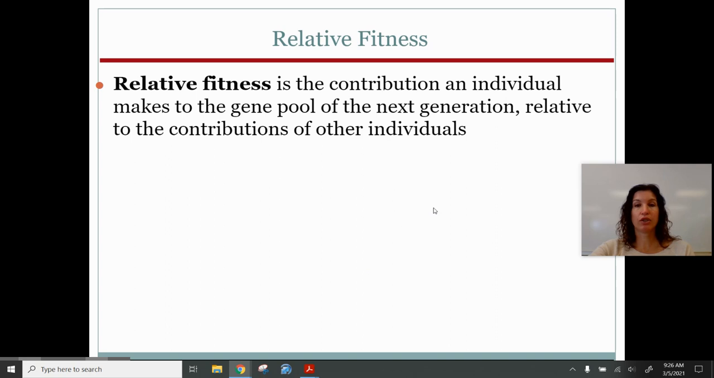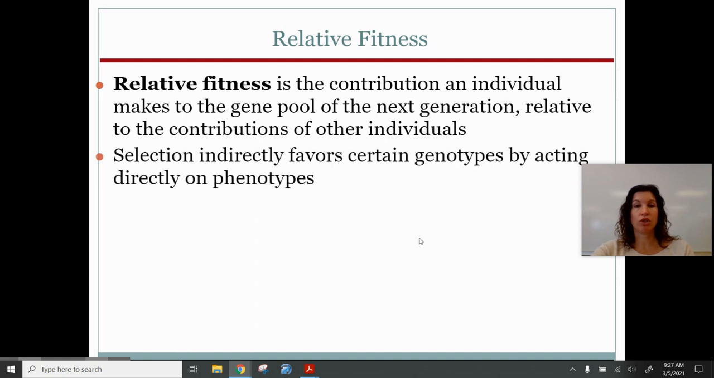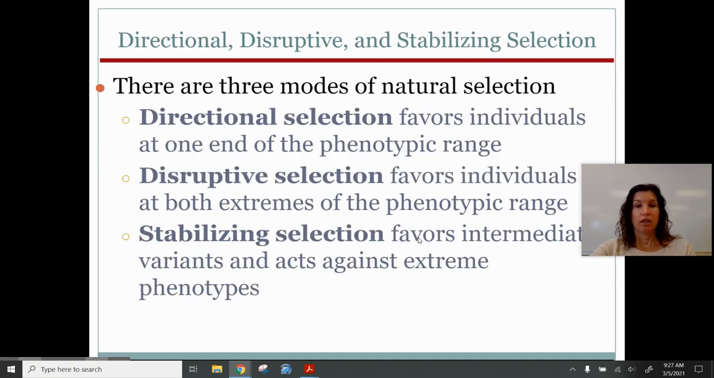So relative fitness is the contribution an individual makes to the gene pool of the next generation relative to the contributions of other individuals. All right. There's 3 modes for natural selection. Those 3 modes are directional, disruptive, and stabilizing. Directional selection, think of it as the population is moving in one direction or the other. It favors individuals at one end of the phenotypic range. Disruptive favors individuals at both extremes. And then stabilizing, it stabilizes the curve or smushes it in, so it favors the intermediate variants.